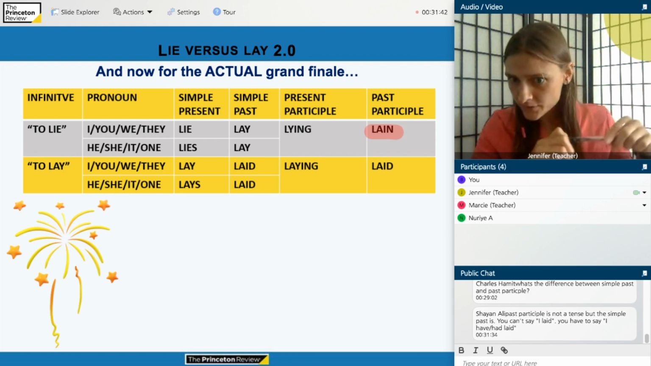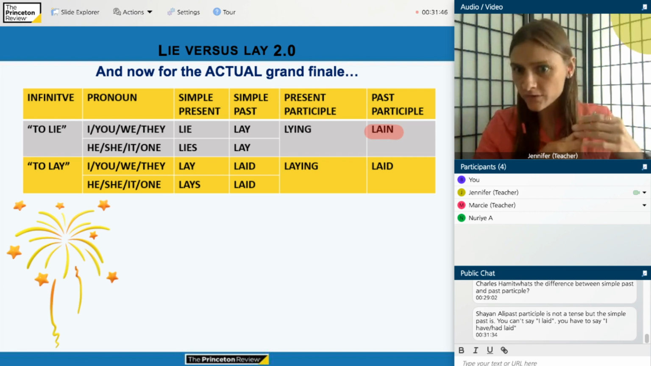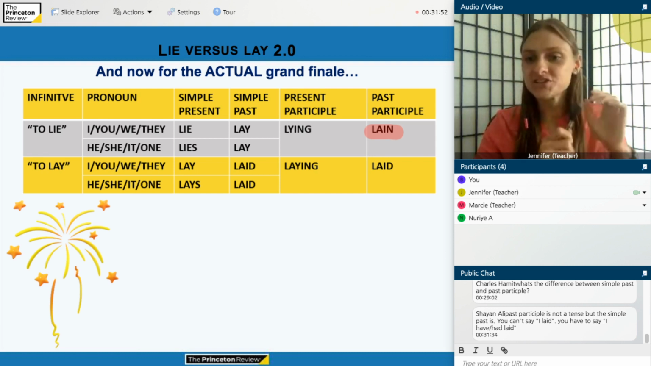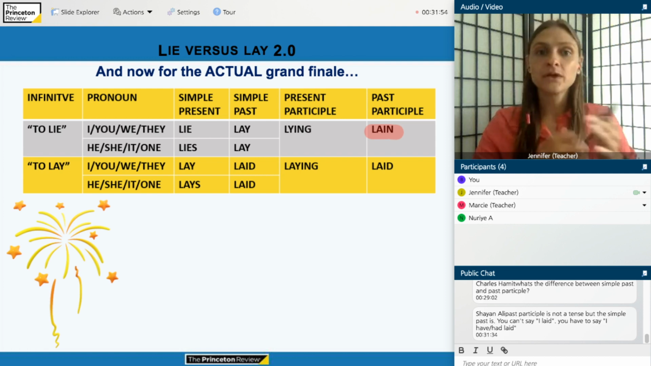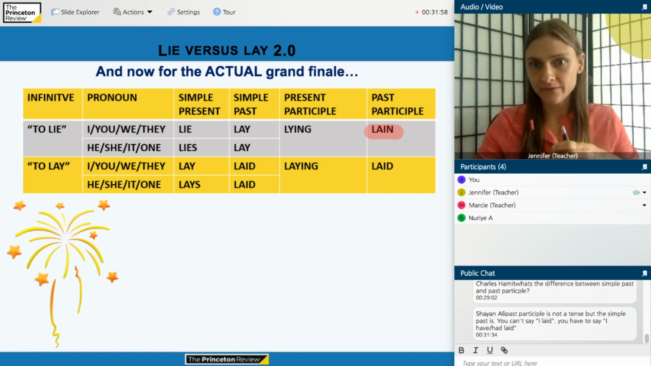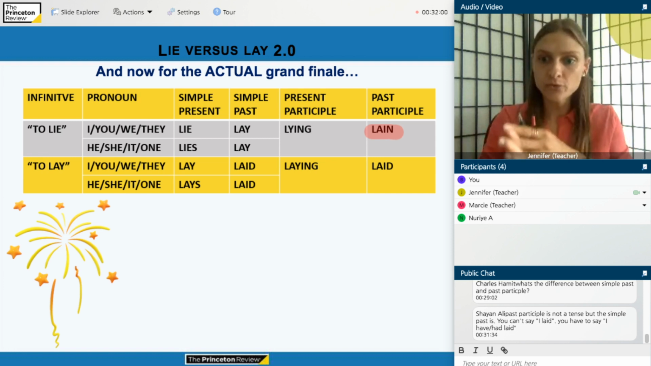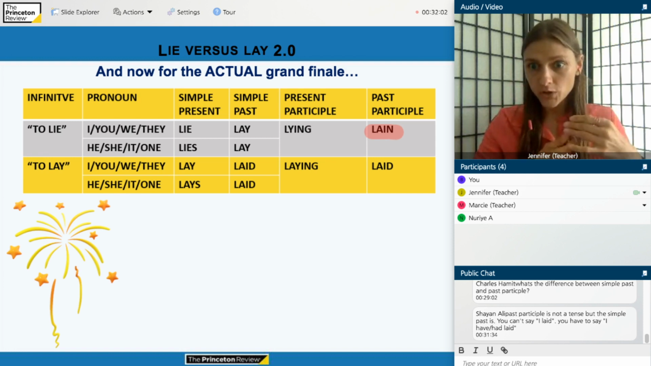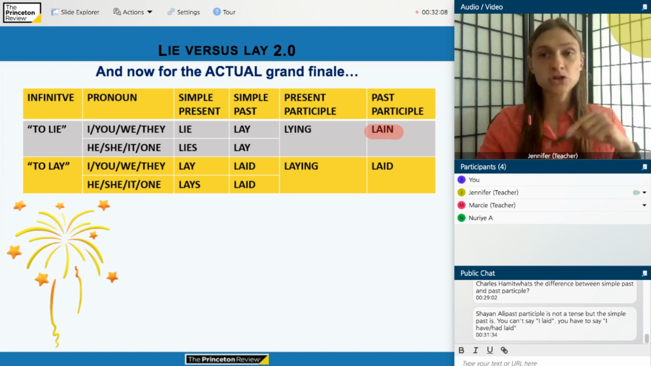Okay, so Cheyenne says participle is not a tense, but the simple past tense is. You can say I laid. You can't say I laid. Yes, Cheyenne, I'm sorry if I'm pronouncing your name wrong, that's very correct. The simple past, I didn't put the word tense on here, but it is a tense, and the past participle is used to form a tense. So that you can say I laid if you're talking about the verb to lay, just to clarify there.